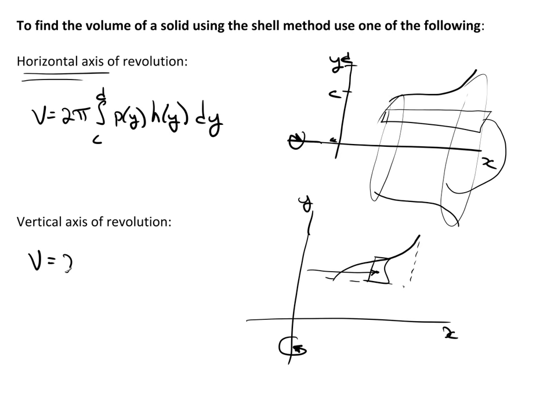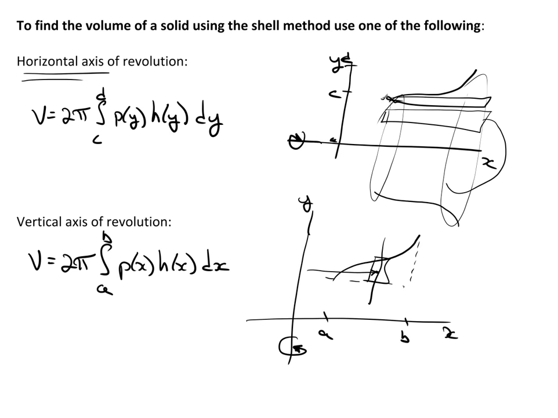So this volume is going to be 2 pi, if I call this from a to b, times the integral from a to b of p of x, h of x, dx. Now notice in both cases that this representative rectangle is actually running parallel to these axes that I'm revolving it about. Same thing here. This representative rectangle, which really should have been back up here closer to this function, is parallel to this axis, and this is the axis that I'm revolving about.